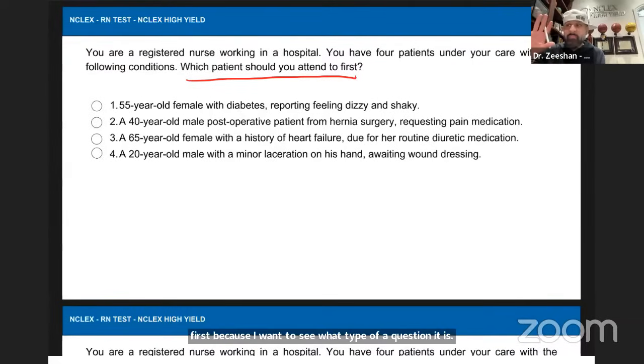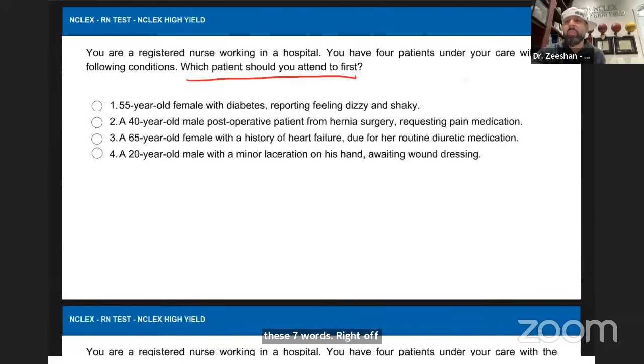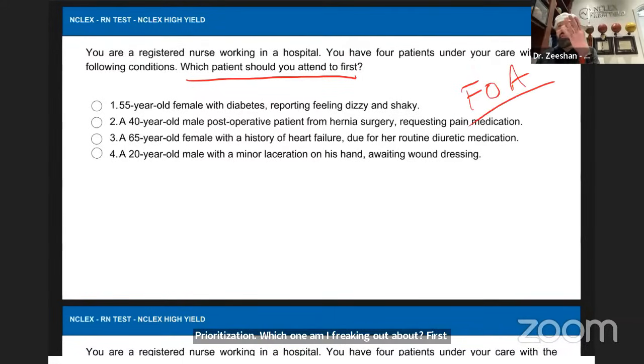5 types of questions on this exam. That's it. I taught that before with the traditional, and I taught that with the next gen. There's only 5 types of questions on this board exam. So which patient should you attend to first? First, initial, priority, urgent, most concerning, immediate, report to HCP. I know I'm repetitive, but look at how quickly I know these 7 words right off the bat. Prioritization. Which one am I freaking out about? You see how quickly it's embedded in my head? It's like learning lyrics to a song. When you start thinking like this, you're going to be like, yo, it's good.